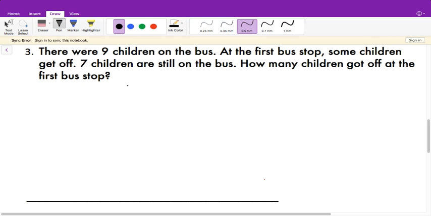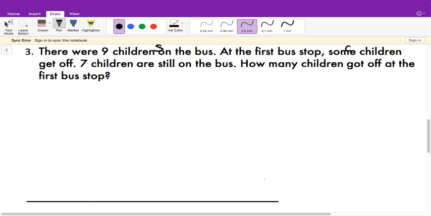Okay, so it's always good to think about it in your head what's happening in the problem. So there are children riding their bus. 7 of the children get off, and now there are still some children left on the bus. I think that this is a start, change, result problem because we're starting with the 9 children that are on the bus. And then something happens. They get to a bus stop and some of those children get off, which is the change.